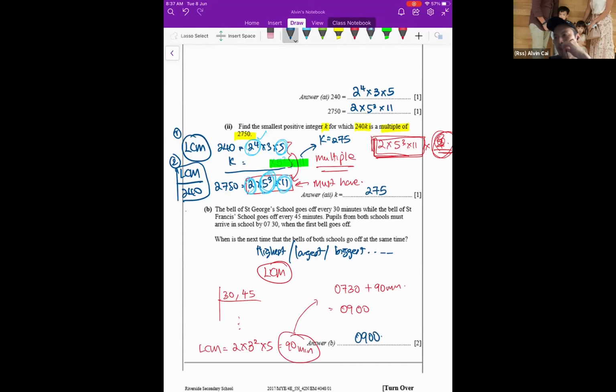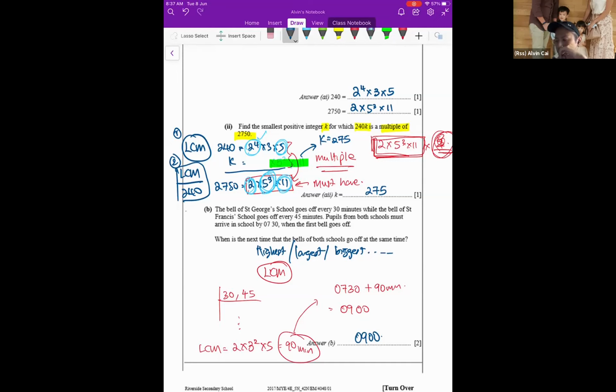Okay, show of hands, anyone, those who got this part correct, all good? This one, a few of you. The rest don't really put up your hands. Those who didn't get it correct, remember, this type of question is always either LCM or HCF. So all we need to do is to make a good guess.